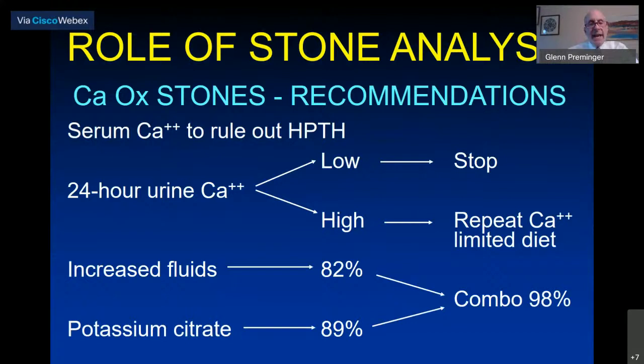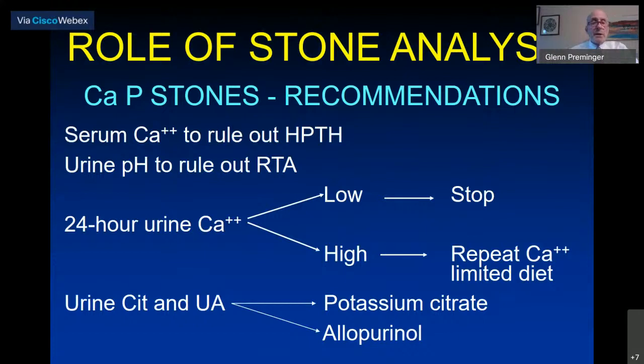In the patients that had persistently high urinary calcium after being placed on a calcium-restricted diet, these patients would receive thiazide diuretics to lower their calcium. With calcium phosphate stones, we would again look at serum calcium to rule out hyperparathyroidism, check a urine pH to rule out renal tubular acidosis, do a 24-hour urine to see if the patient would require thiazides, and place all of these patients on potassium citrate and possibly allopurinol if they had high urinary uric acid levels.